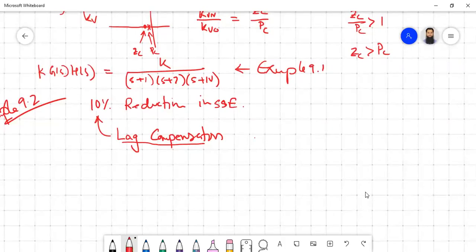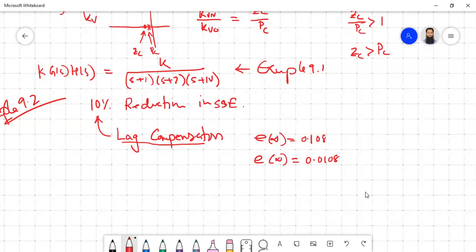Now, 10% reduction. Previously, what was our error? Our previous error was 0.108. So we have to have a 10% reduction in the error. That means the new error has to be divided by 10. So this is 0.0108. This should be your error.